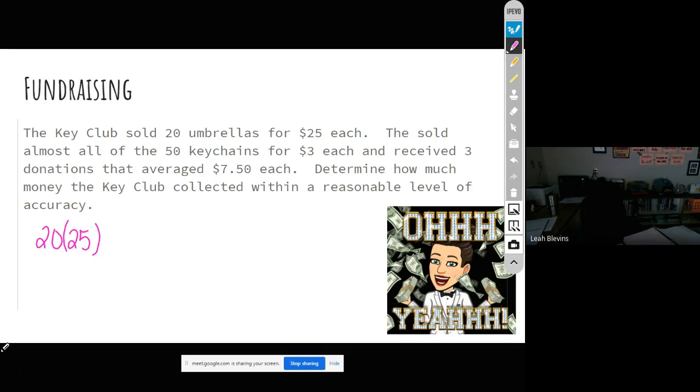They sold almost all of the 50 Key Club keychains for $3 each. How would I show that? 50 times 3, okay? We don't know how many, but almost all of them. So we're just going to roughly estimate. All 50 of them for $3 each. And then received 3 donations averaging $7.50 each. So how would I write that?